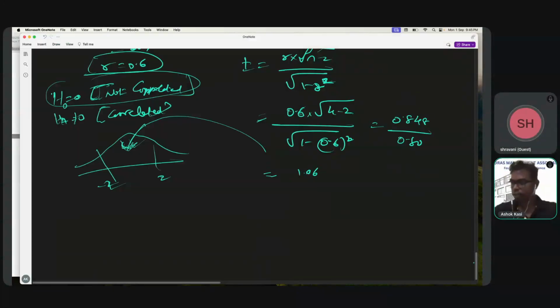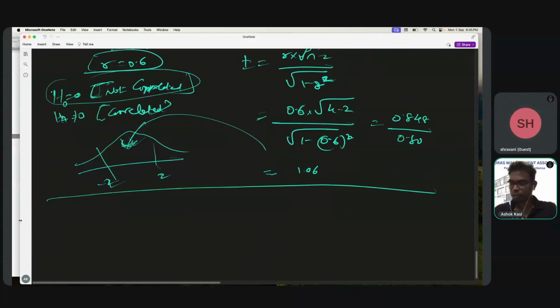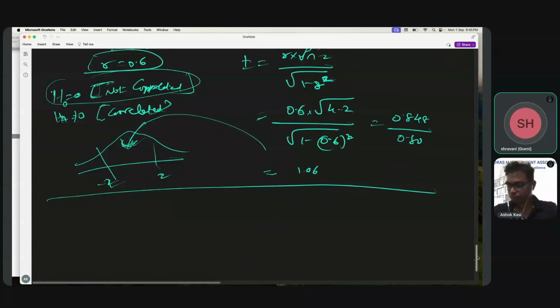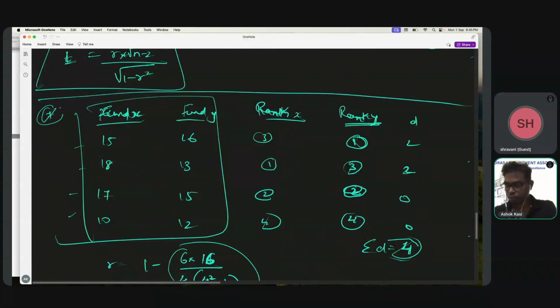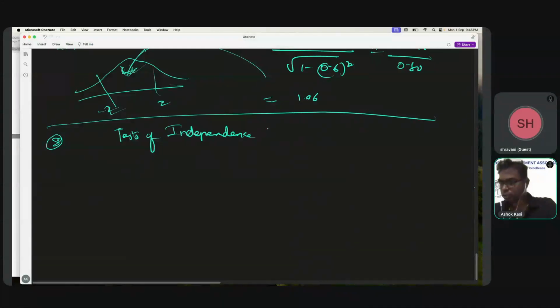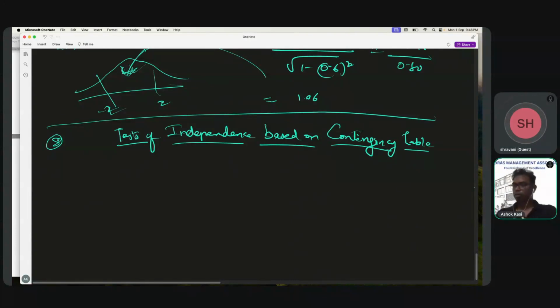Next one. So I think all complicated stuffs are all done, but few more tests are pending. Next one is test of independence based on contingency table. Now this is the seventh one, so eighth one now. Test of independence based on contingency table.